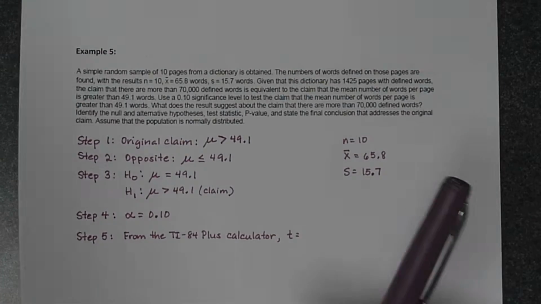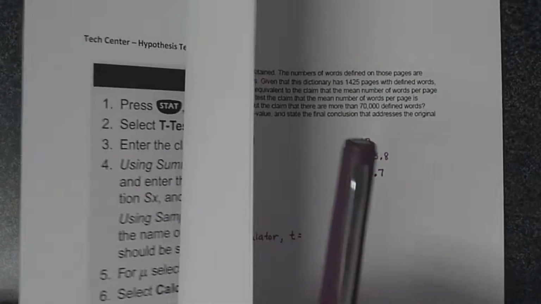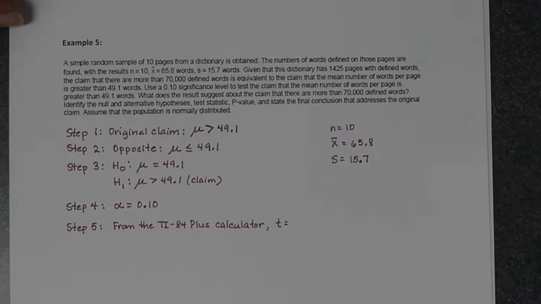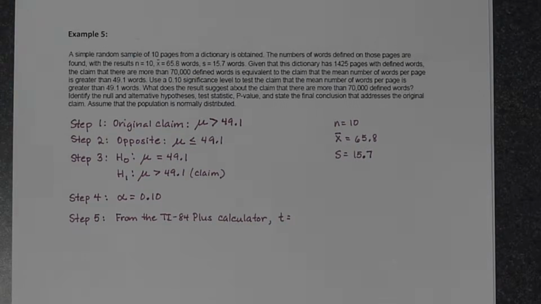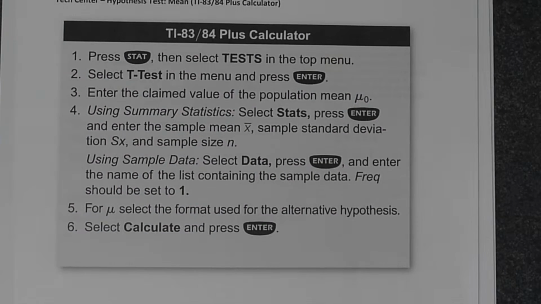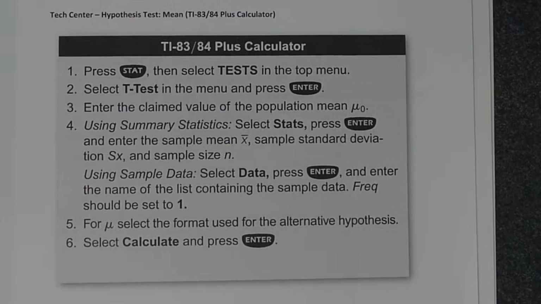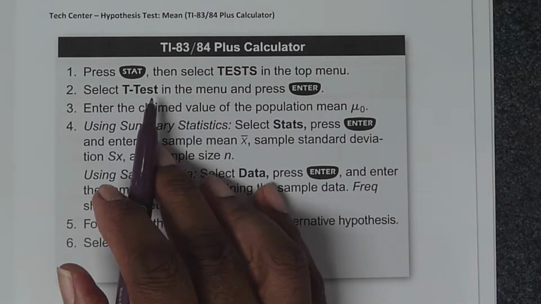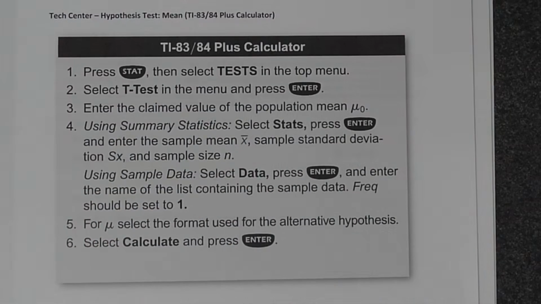Okay, so now we're going to use that procedure that I gave you in class to enter this in the calculator. And here was that procedure that I gave you, the handout. Press your stat and then select test. Select t-test in the menu and then press enter. You'll enter your claimed value of the population mean, which is mu sub 0.